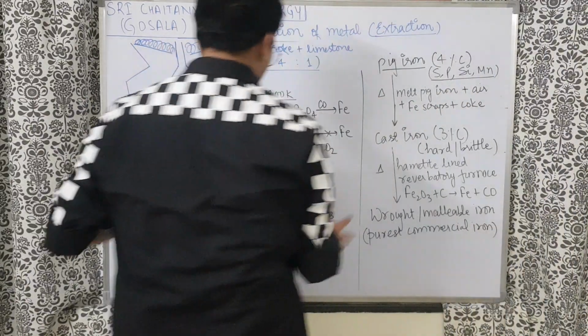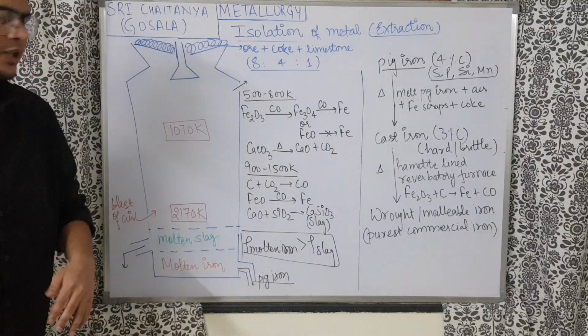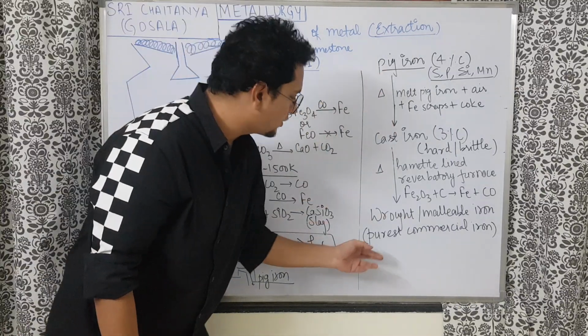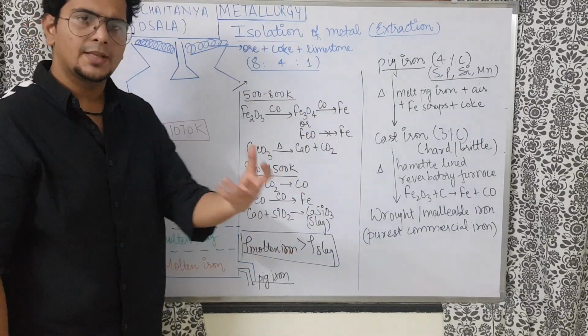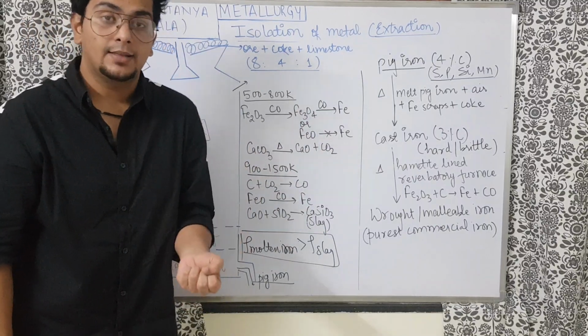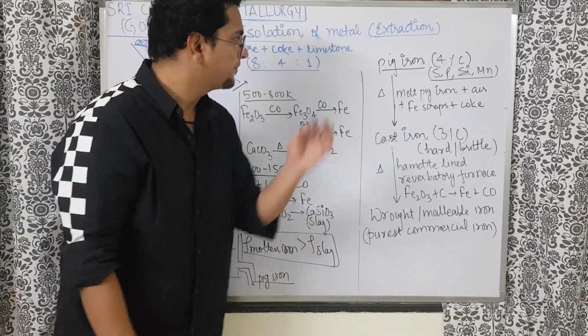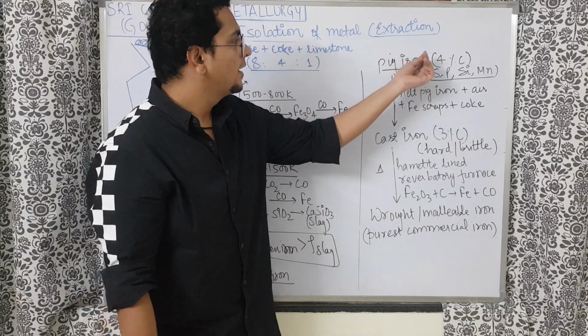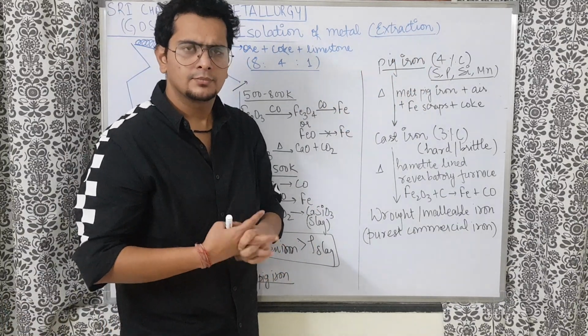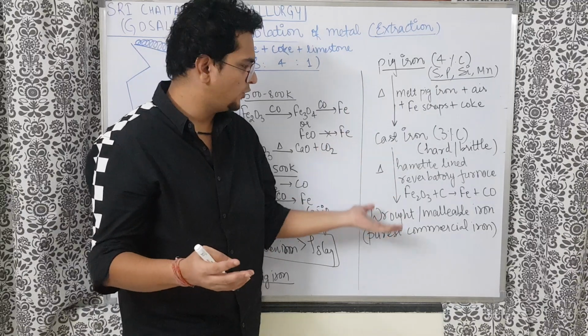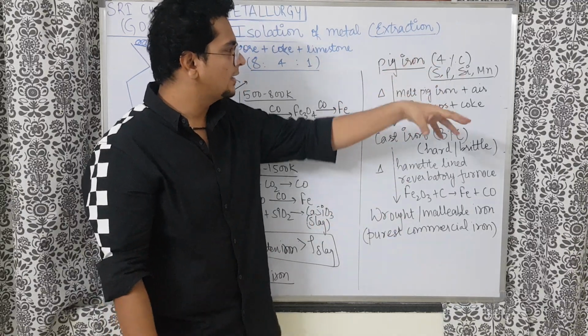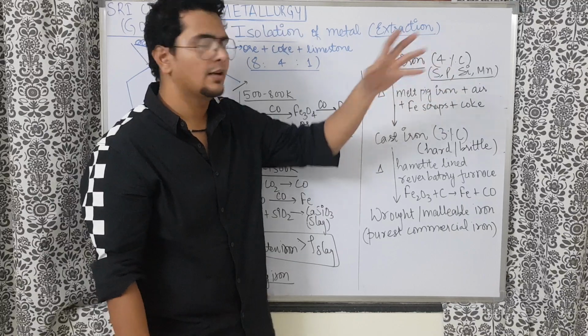From here, one question will come, on the reactions and temperature. One question on pig, cast and wrought iron. One such question came in JEE Main 2020, the latest examination of JEE Main conducted by NTA. So here, look, in pig iron we have 4% carbon, which is a sufficiently large quantity, as you can see. The other impurities are sulfur, phosphorus, silicon and manganese.